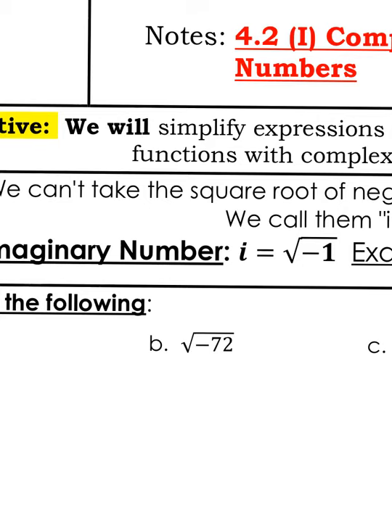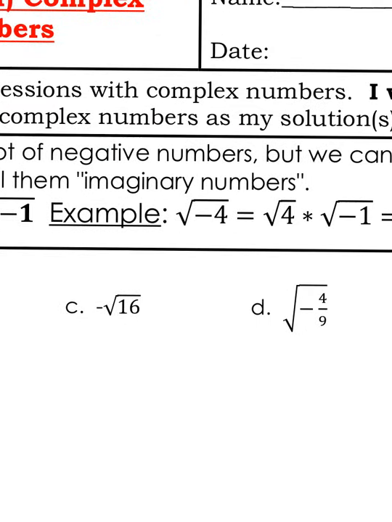So what we do in the field of math is we call those imaginary numbers when you're trying to take the square root or an even root of a negative number. So the simplest form of a negative square root is the square root of -1. So that's called i. So here's a little example.